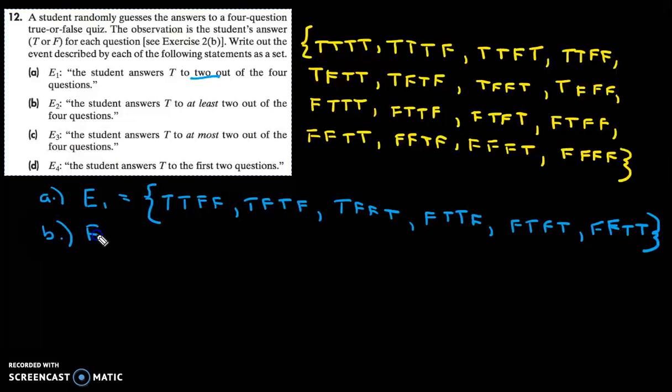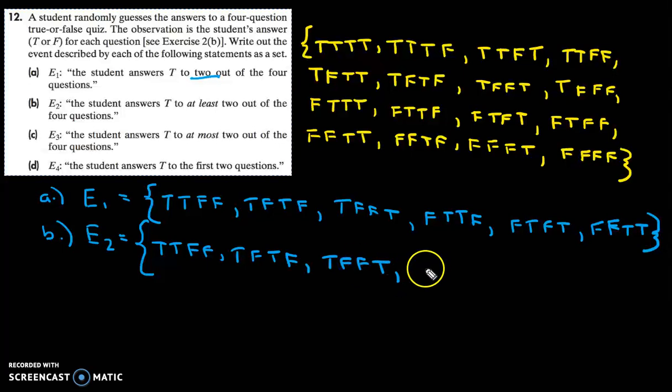Alright, so part B, write down a sample space for event 2. The student answers T to at least 2 out of 4 questions. Okay, so at least 2 would include all of these ones automatically, right? Because these are all the ones that have 2. And then at least 2 means 2 or more. So once I get these ones written down, I can go and find all the ones that have 3 or even 4 trues, because at least 2 means 2 or more.